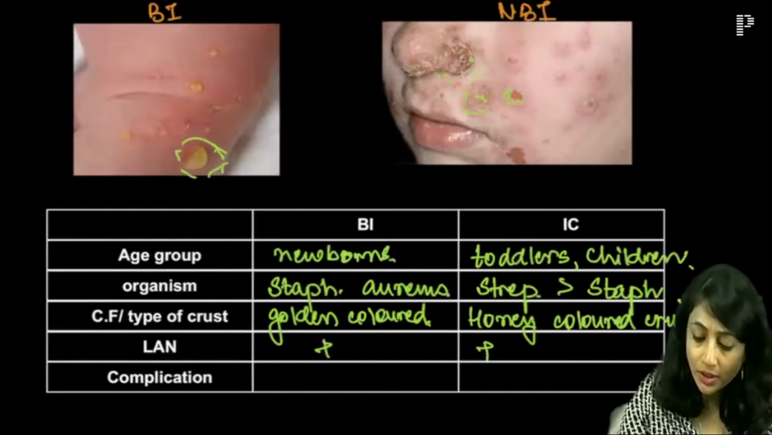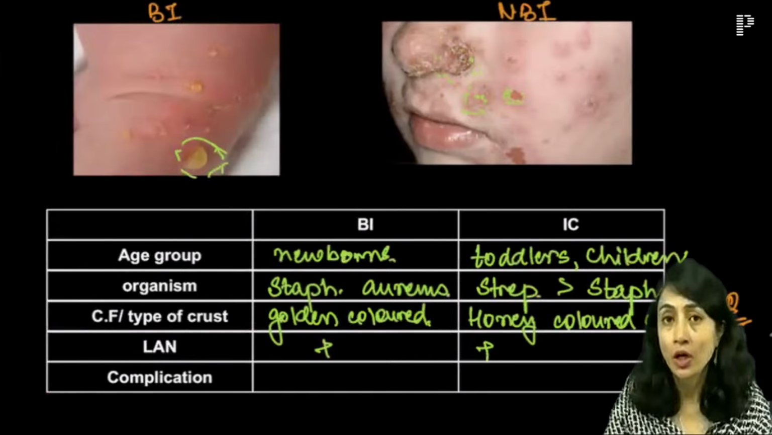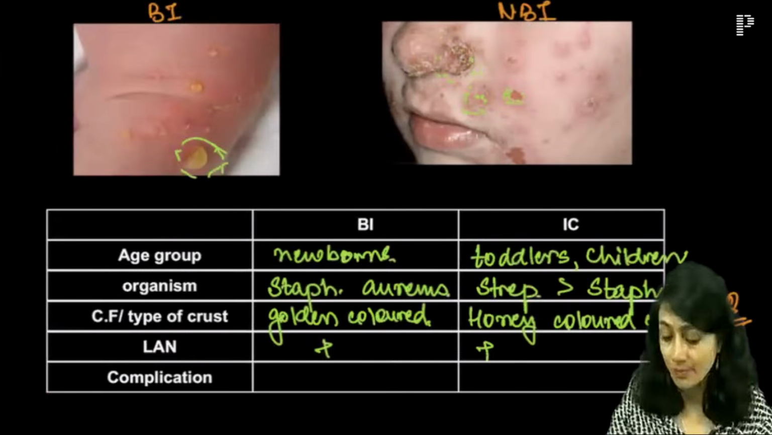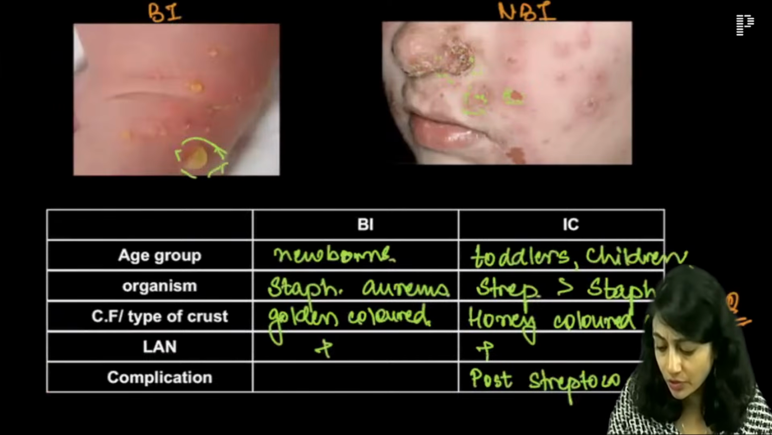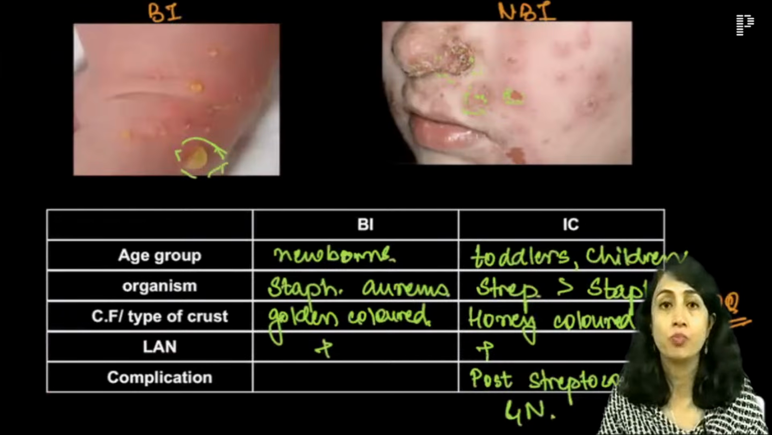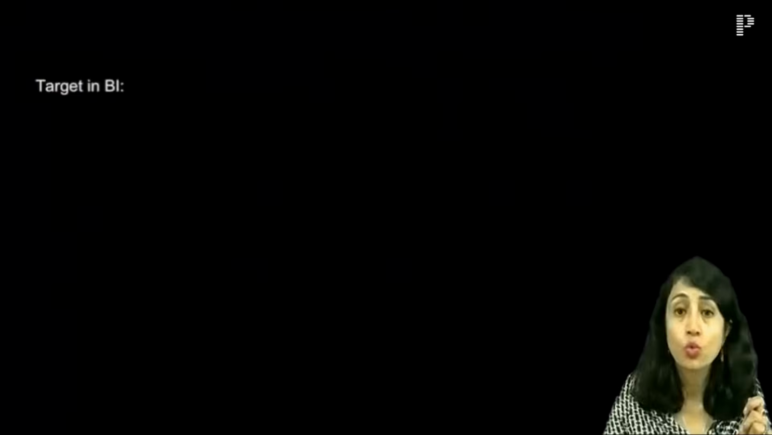Very good, Dr. Sangeeta, you're absolutely right. So the complication which is uncommonly seen with impetigo contagiosum is post-streptococcal glomerulonephritis. This is very rare, but it is a possibility here. Clear? The next important question comes, what is the target?